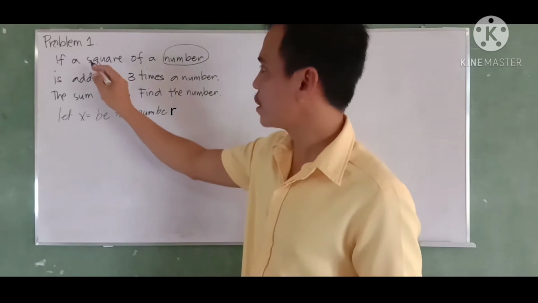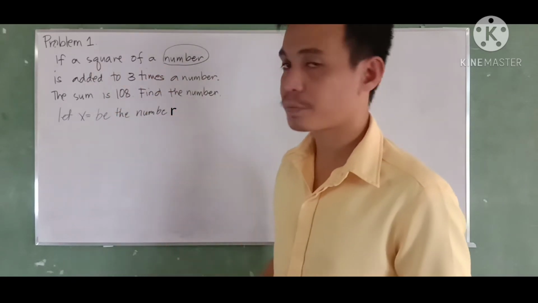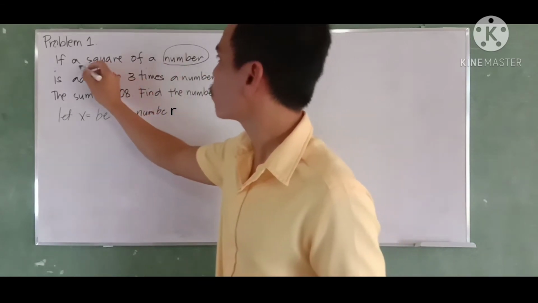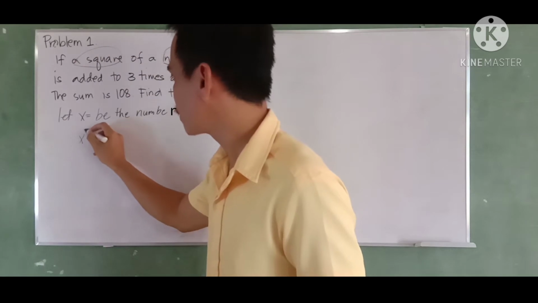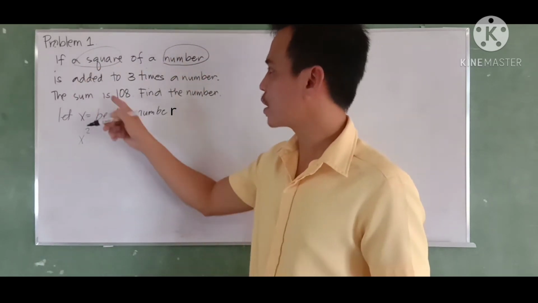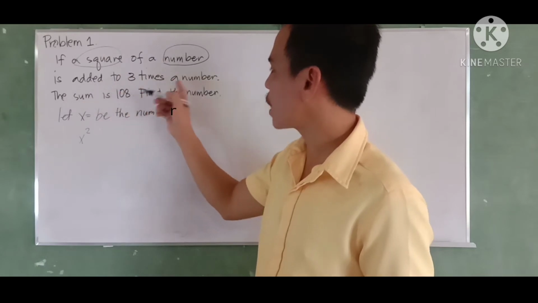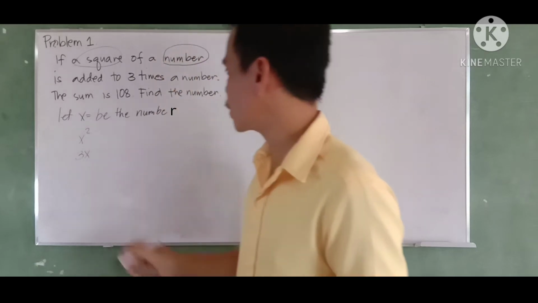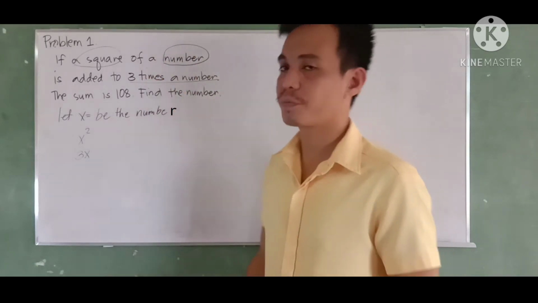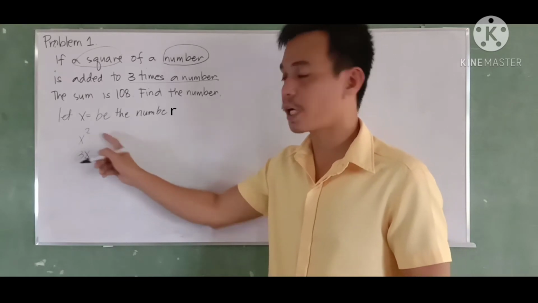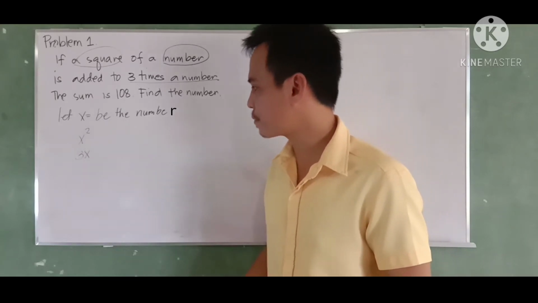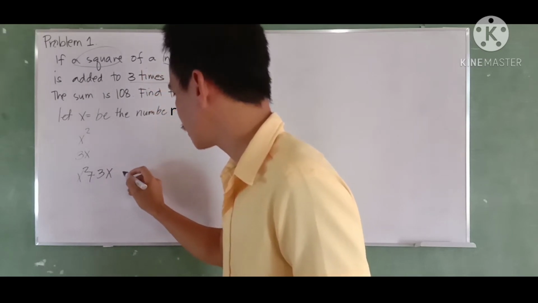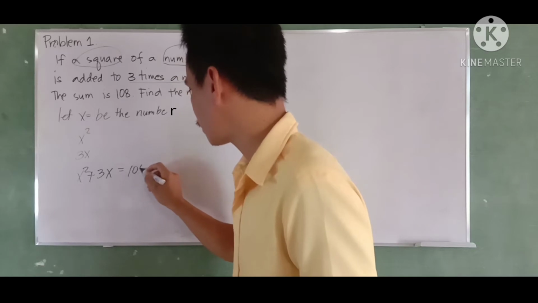Then the first situation there, if a square of a number is added to 3 times a number, so therefore square of a number, so therefore x squared. The number is being squared. So it's added to 3 times a number. The sum is 108. So if they are added, the sum is 108. So therefore we have x squared plus 3x is equal to 108.